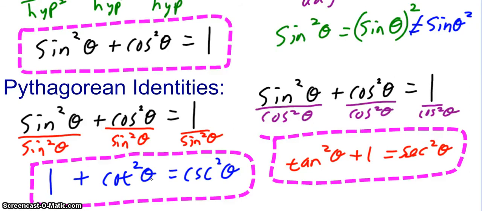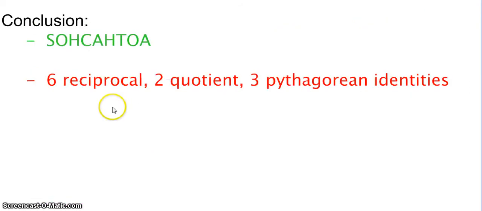It's about understanding, learning. Okay, so make sure you know and love. That's the important part. It's all about the love. The 6 reciprocal, the 2 quotient, and the 3 Pythagorean identities.